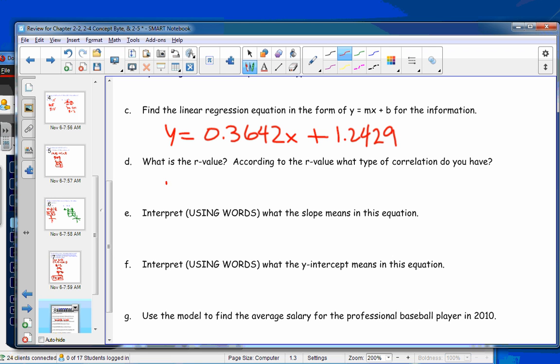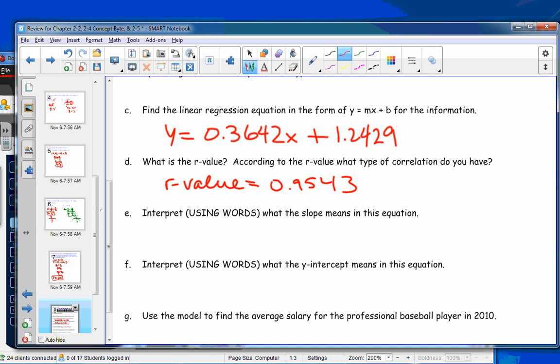The r value is going to be 0.9543. Is that pretty close to 1? Yes. So is this confirming that it is a strong positive? It absolutely is confirming that.